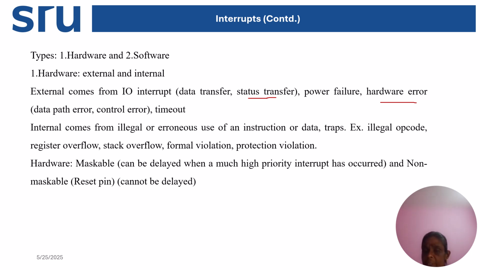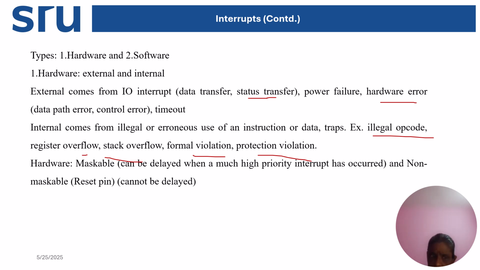What is internal? It is due to the program only. If the code becomes wrong, erroneous code, erroneous data, wrong instruction, illegal opcode, or it is unable to get the data at the correct time, it may be due to register overflow, stack overflow, violation, format violation, and then protection violation. Due to these reasons, which come internally from the code, these are named internal hardware interrupt.